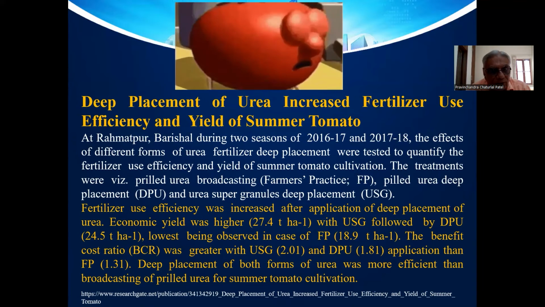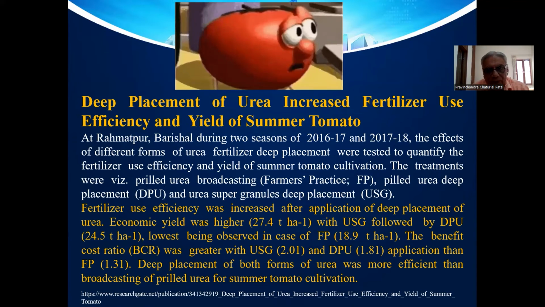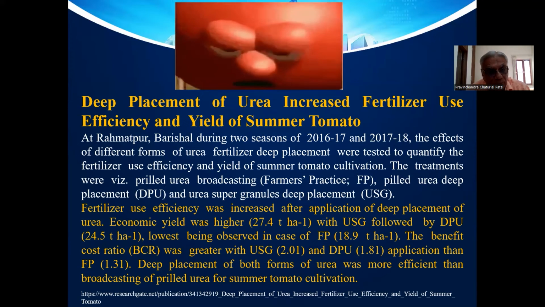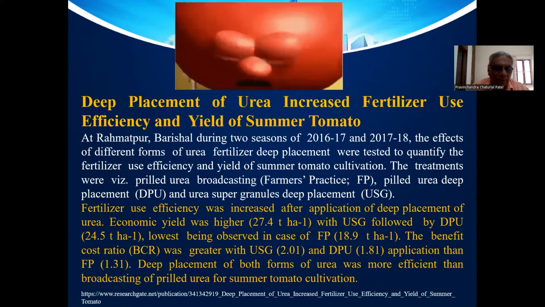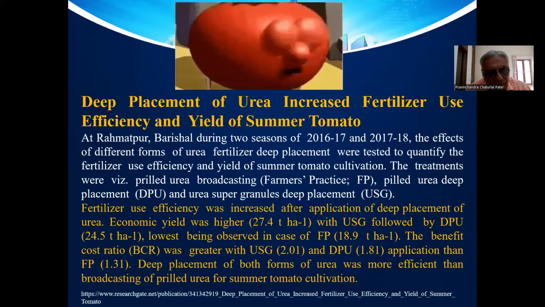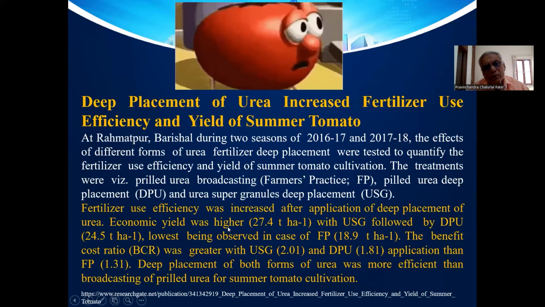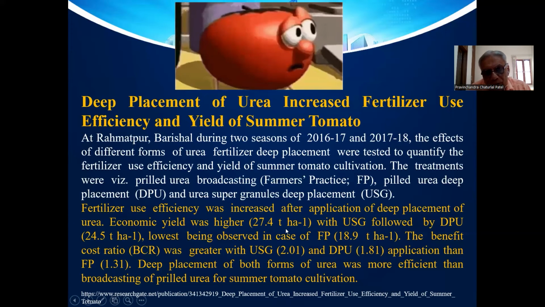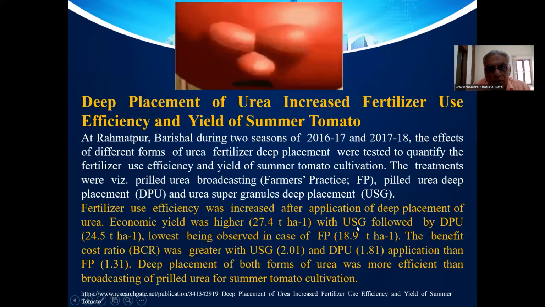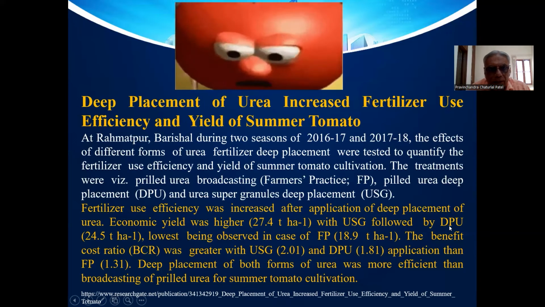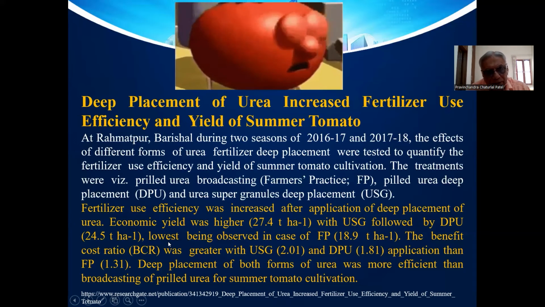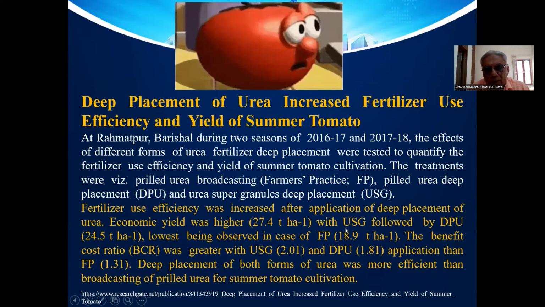So it is a proven technology, as I said, and we can use deep placement of urea, then the fertilizer use efficiency is increased. It has been proved experimentally in Bangladesh, China, and in our India also, in Odisha, India. So economic yield was higher, 27.4 ton per hectare, with urea supergranule, followed by deep placement urea, 24.5 ton per hectare, the lowest being observed in the case of farmer practices.